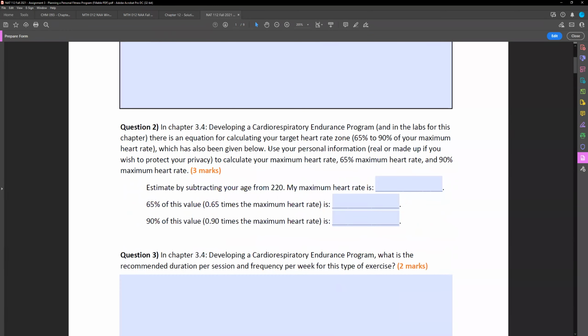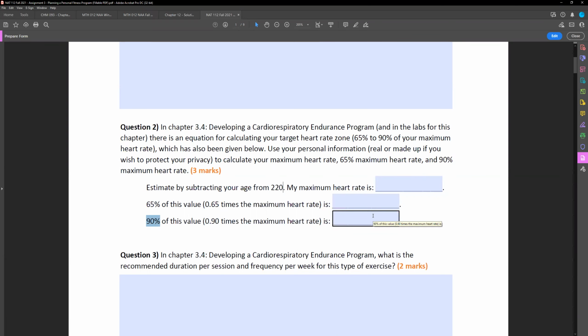For question 2, it's identifying your target heart rate zone. We went through an example of this, where you take your age subtracted from 220 to get the maximum heart rate. Then you just multiply that number by 0.65 and 0.90 to get your 65% and 90% heart rate, which is the target heart rate zone. And it's going to give you a target you can use for that table when you wanted to say, what is my target intensity? Well, around 150 BPM or whatever your value ends up being.